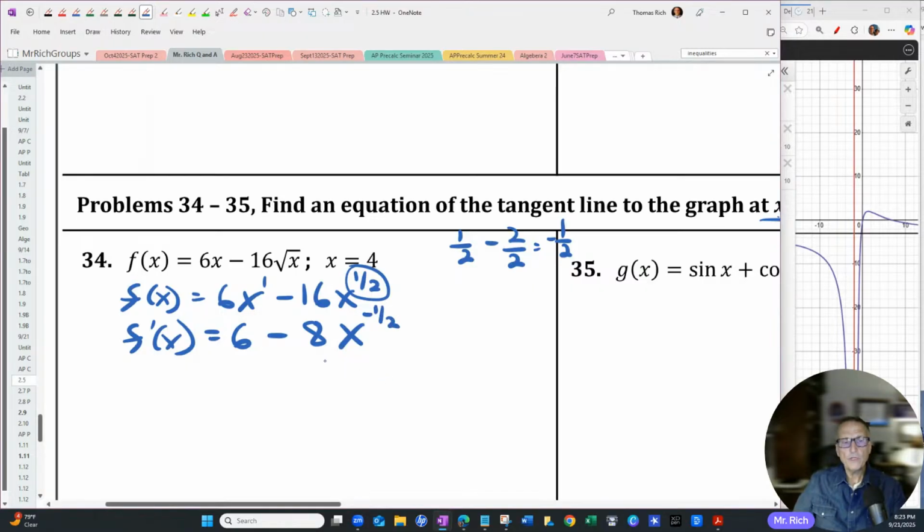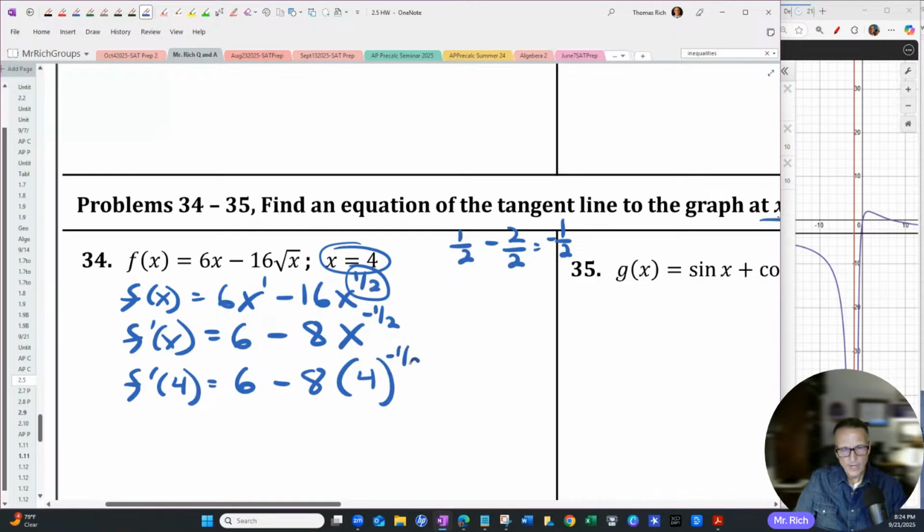Now what I'm going to do is get the slope of the tangent line at x equals 4. So I'm going to find f prime of 4. So that's going to be 6 minus 8 times 4 to the negative 1/2. Now, how do I evaluate that? I'm not going to use a calculator here. I'm going to do 6 minus 8 over 4 to the positive 1/2.